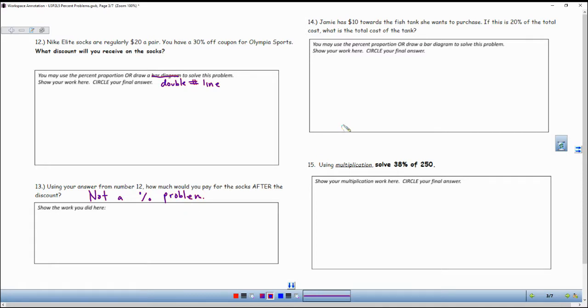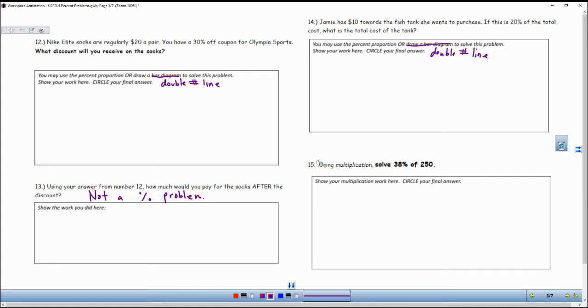All right, on the last page, number 14, I'd recommend using percent proportion, or you could do a double number line instead of a bar diagram. We're using double number lines instead. Or you can just use a percent proportion. So for all the problems that came before, all the word problems and sort of the longer problems, you could use percent proportion for all of them. Part over whole equals percent over 100.